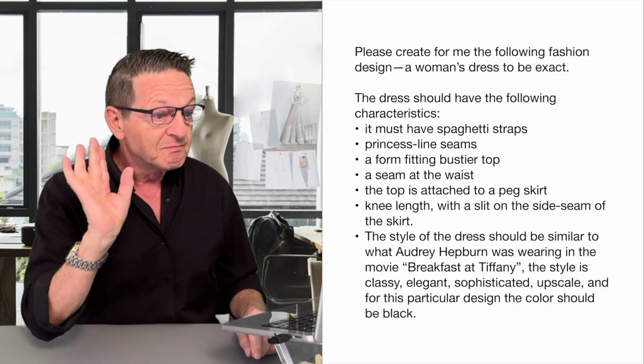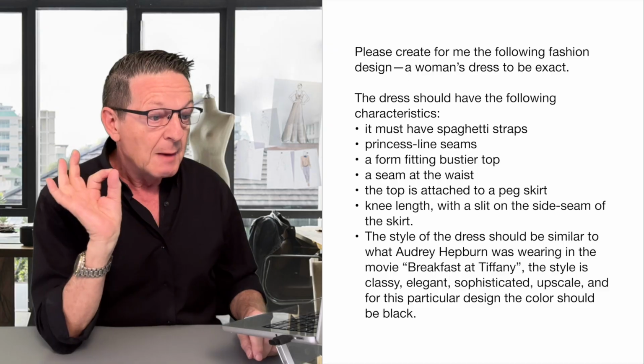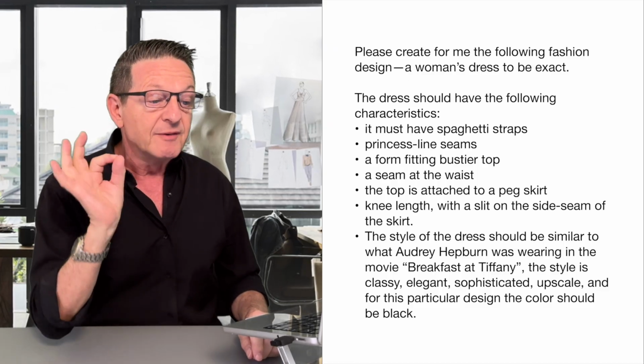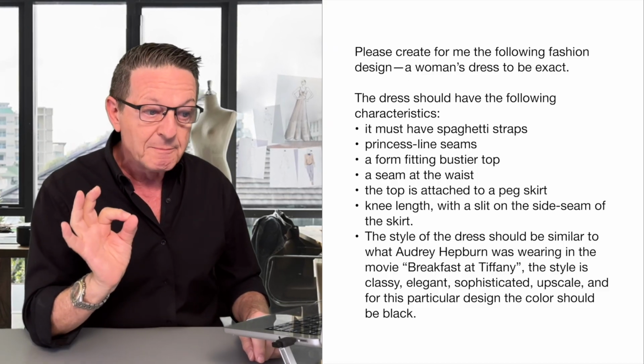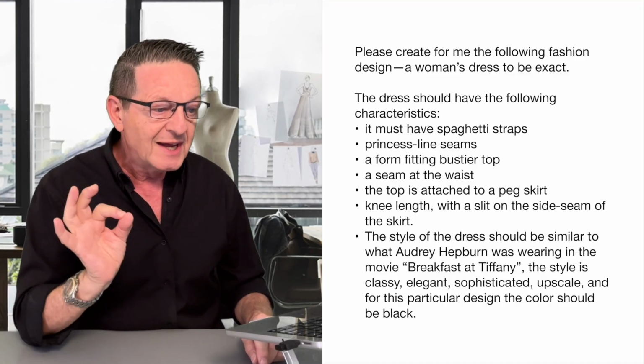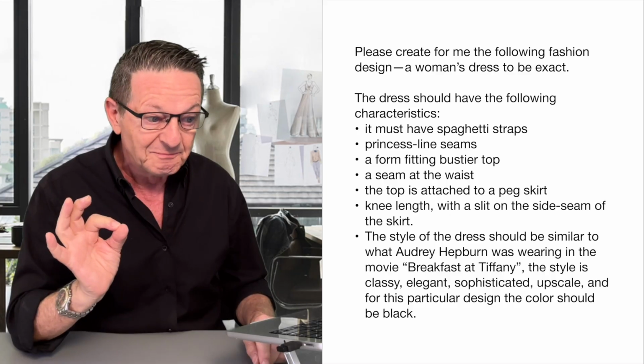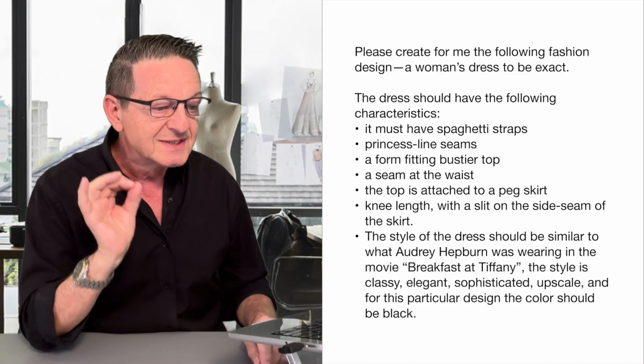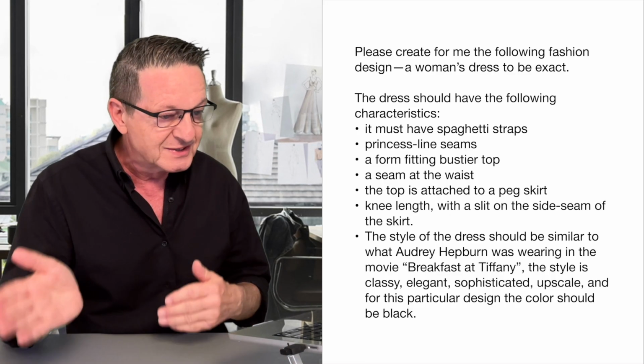I asked AI to design a dress, but I was very specific. I said, it's got to have spaghetti straps, princess line seams, a form-fitting bustier top, a seam at the waist. The top is attached to a peg skirt. Knee length with a slit on the side seam of the skirt.